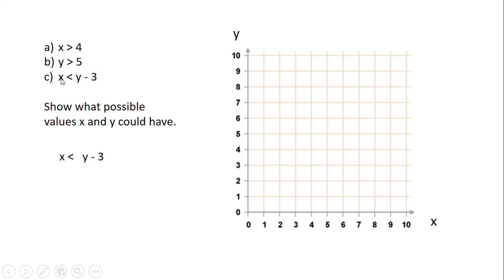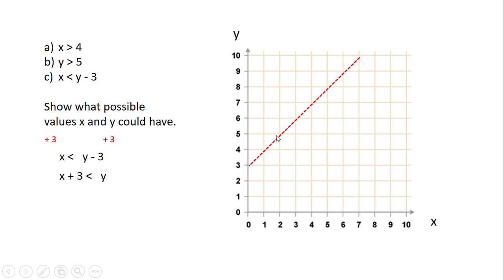Let's look at the last one. X is smaller than y minus 3. Okay, so let's take that and see what we can do with that. Let's add 3 to both sides. The minus 3 and the plus 3 cancel out. So we're left with y is greater than x plus 3. By balancing, we've got it into the form y equals mx plus c, or y is greater than mx plus c. We can draw the line y equals x plus 3 here.